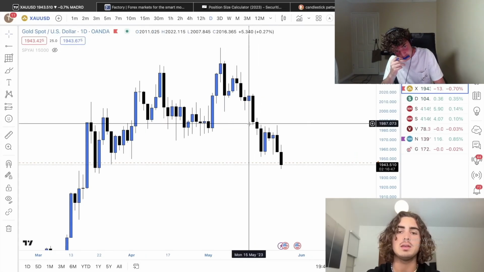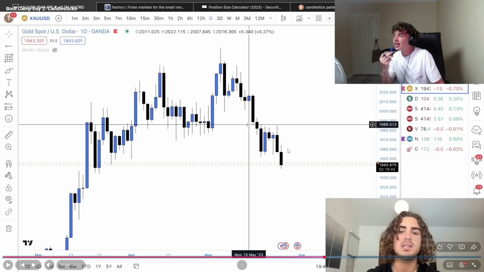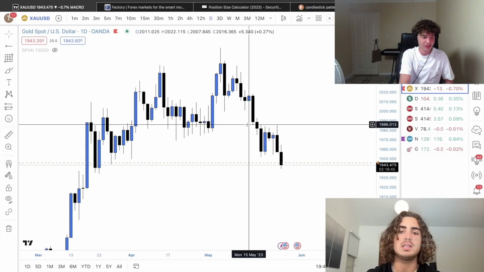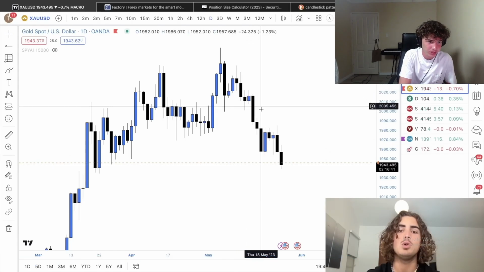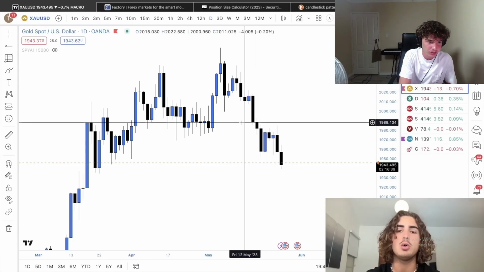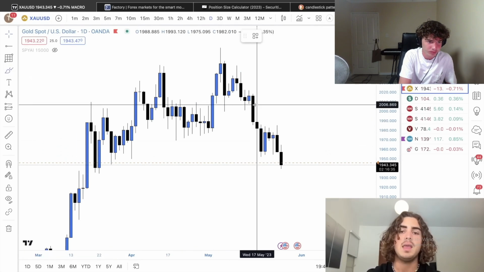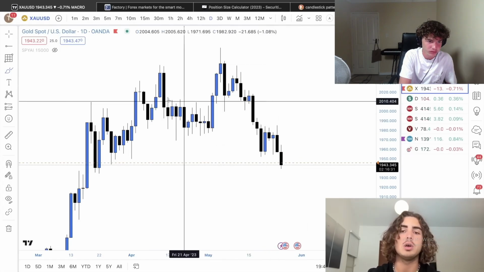And then also, the wick to the downside is fairly small compared to the body, right? So we had a move to the downside and we were able to close and continue down, and it wasn't just a wick to the downside and then a move back up showing weakness.